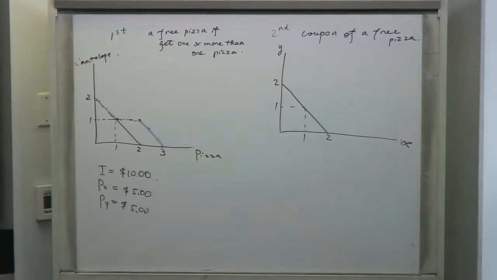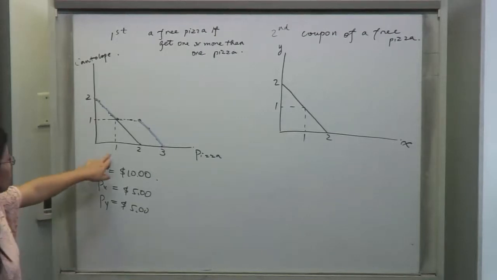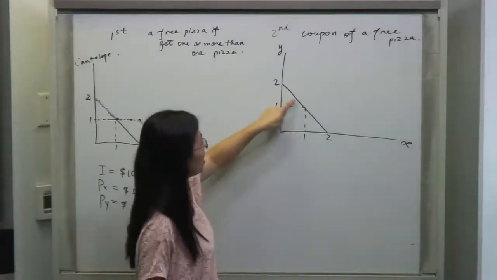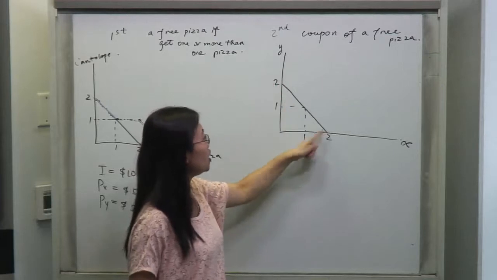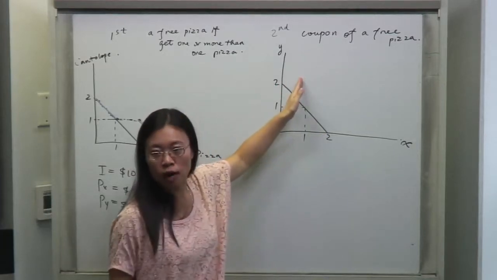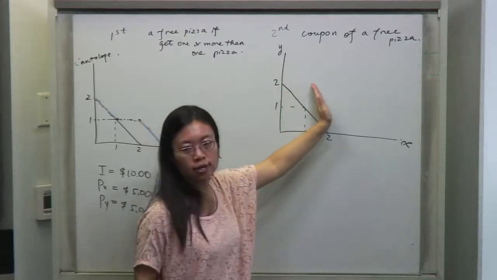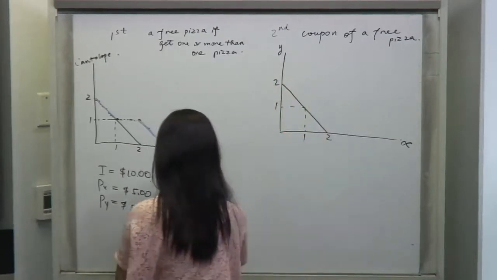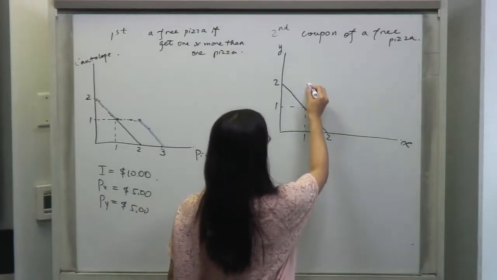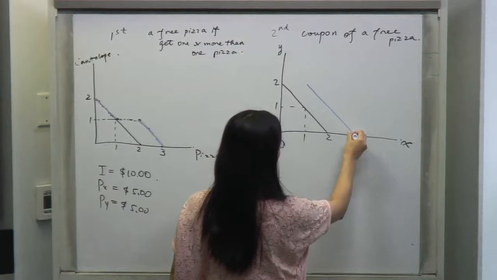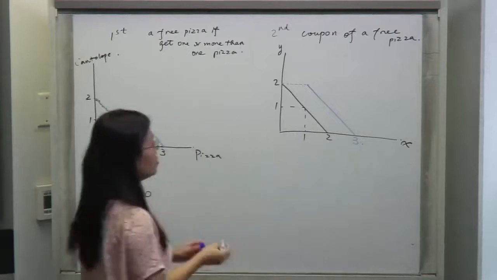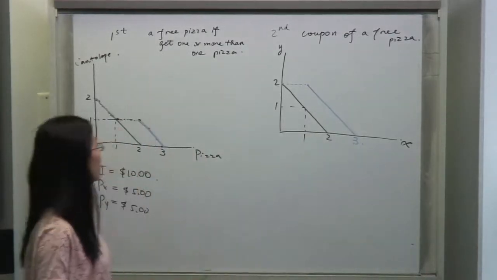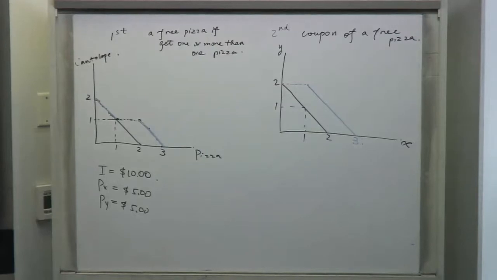Would it shift your whole budget line to the right? It should shift everything to the right because you really don't need to buy one to get one. So for every consumption combination along this line, you're able to have one more free pizza with a coupon. So the whole line is going to be shifted to the right by one unit. You already see this is different. These two budget lines are totally different.